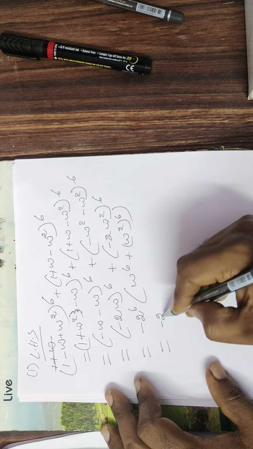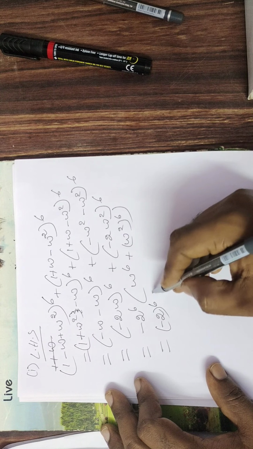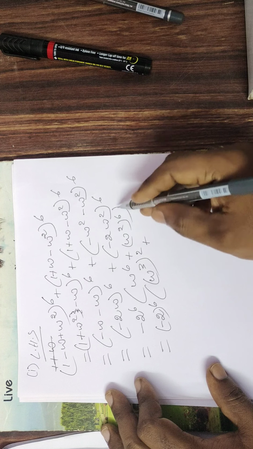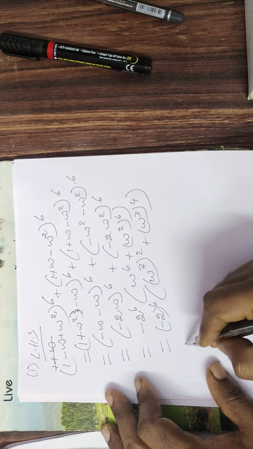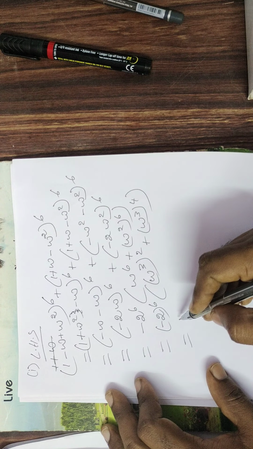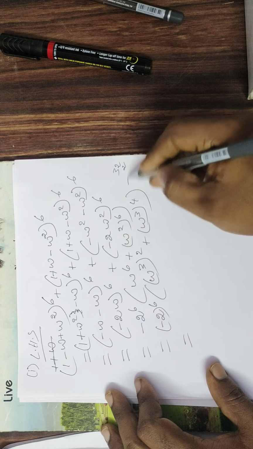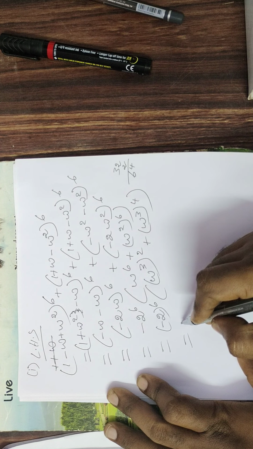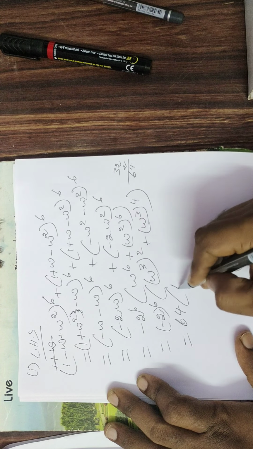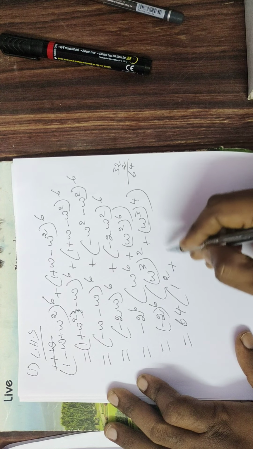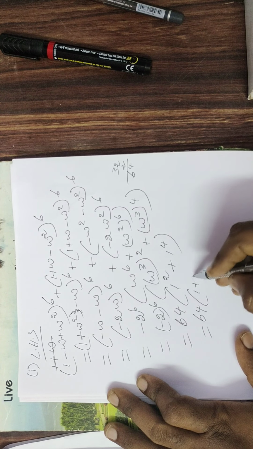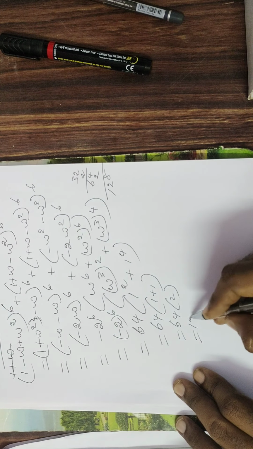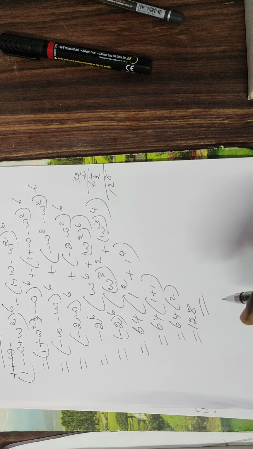That is equal to (minus 2) the whole power 6 into omega power 6, which can be written as (omega cube) the whole power 2, plus omega power 12, so (omega cube) the whole power 4. That is equal to (minus 2) power 6, which is 64, into (omega cube is 1) 1 square plus 1 power 4. That is equal to 64 into 1 plus 1, equal to 64 into 2. So we will get 128. So first part answer is 128. Now second part.